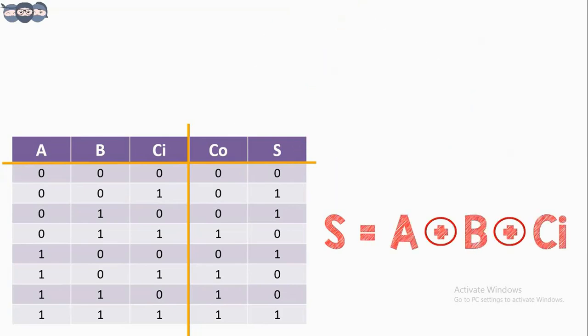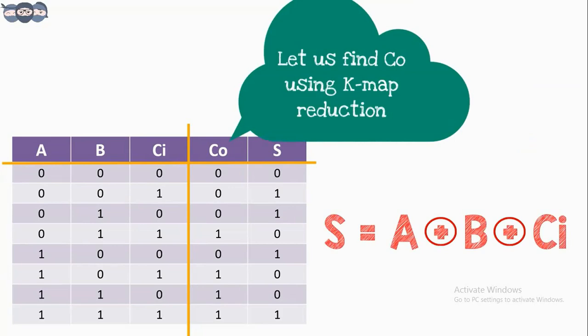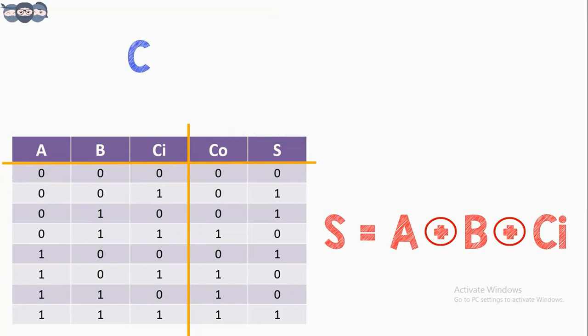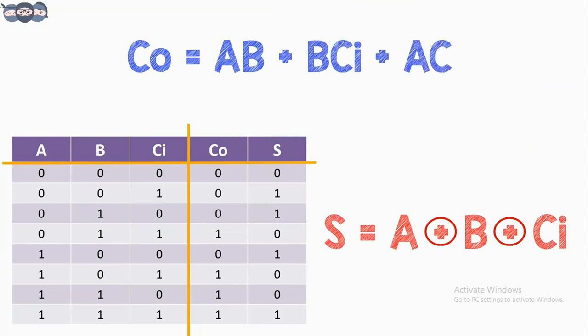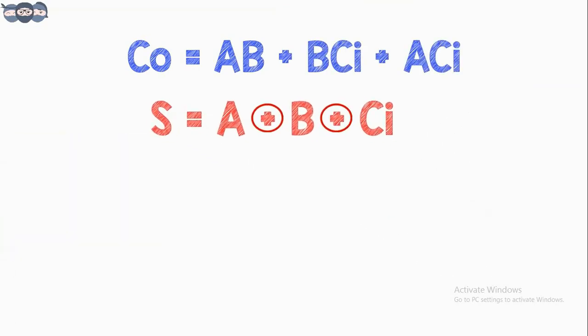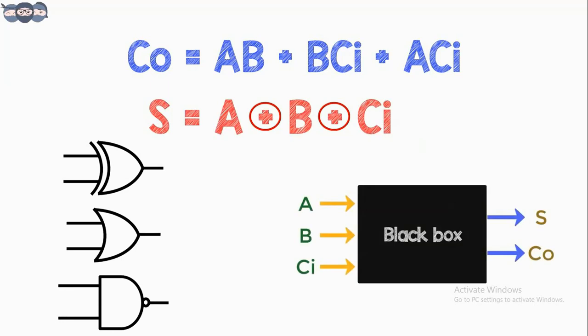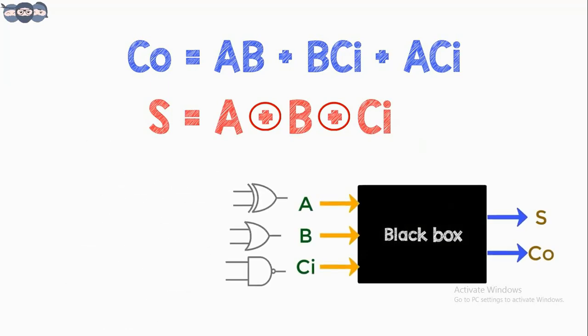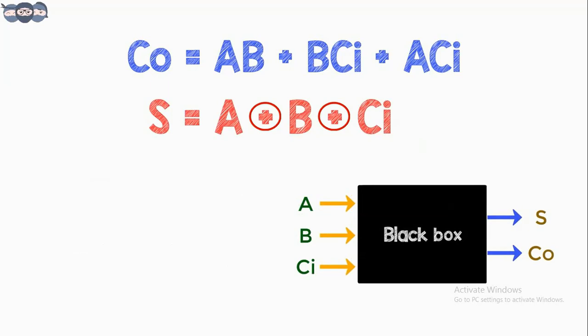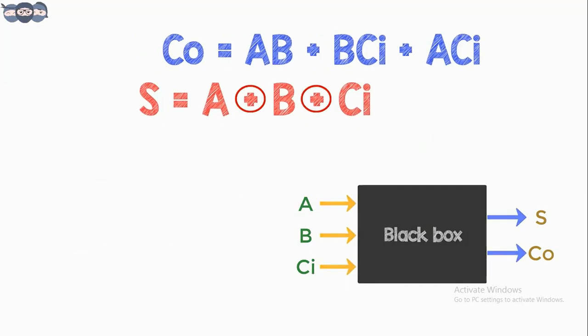Similarly, let us also try for the Co bit. After performing reduction, Co is obtained as AB plus BCi plus ACi. Now, since we have the Boolean expressions, we can build the adder circuit using XOR, OR and AND gates. We now have a clear understanding of what is actually inside the black box of the full adder. Let us try to implement the circuit for the full adder.